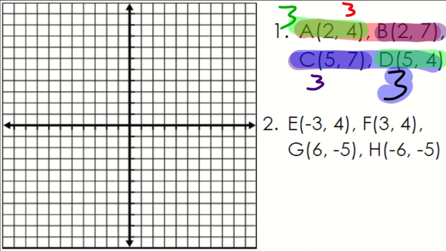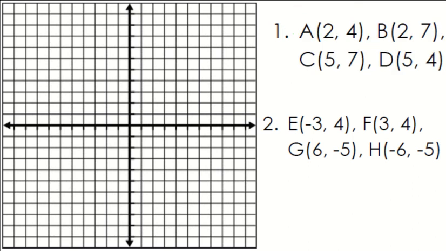Okay. Other way you could do this, again, you'll have graph paper. We can graph these. 2, 4, right there. 2, 7, right there. 5, 7, right there. 5, 4, right there. And you can see, even before I connect the dots, we got a square. Okay? Any questions on that one?